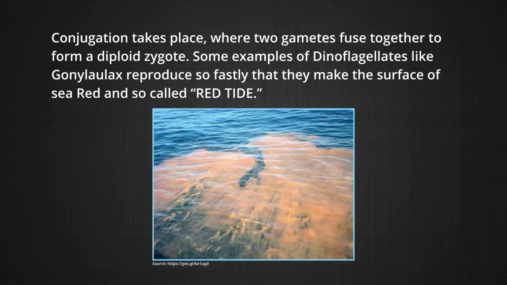Some examples of dinoflagellates like Gonyaulax reproduce so fast that they make the surface of the sea red, and so it is called red tide. Some forms of dinoflagellates release toxins when they reproduce abnormally. This toxin is poisonous. They may destroy or kill a large number of marine animals.